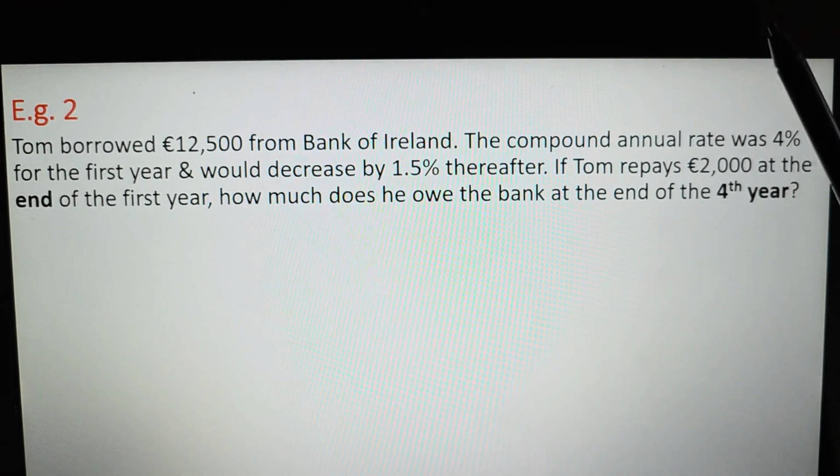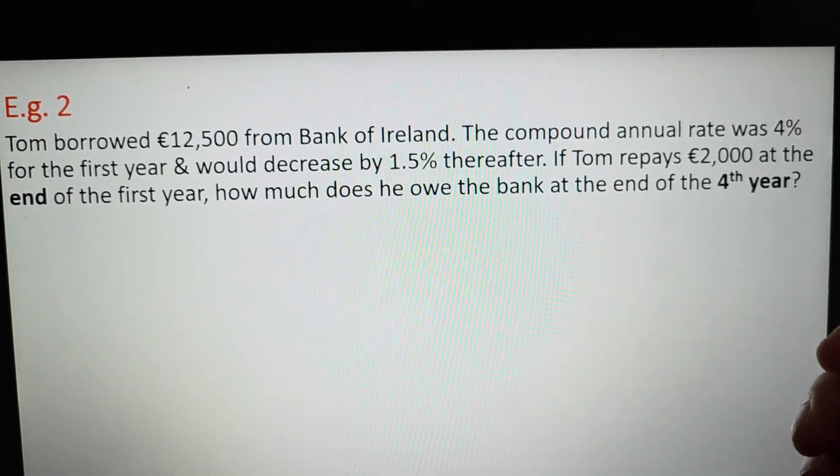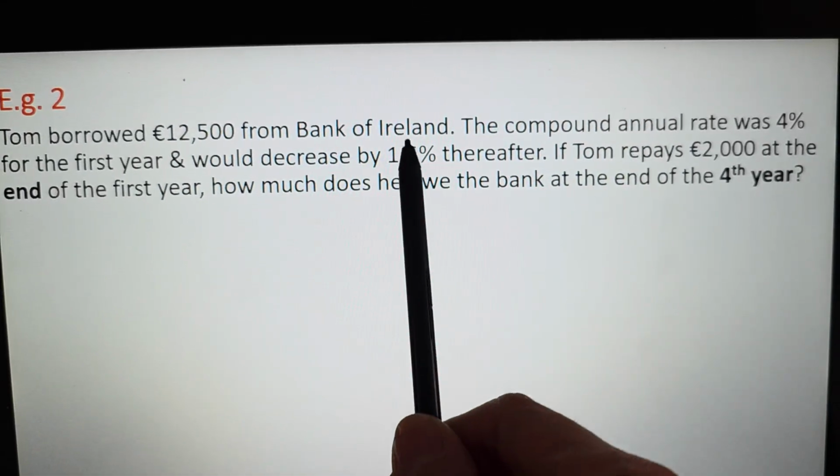And then it would decrease by 1.5% thereafter. So there's going to be a change. For the first year, it's 4%. But after that, the next year, it's going to go down by 1.5%.